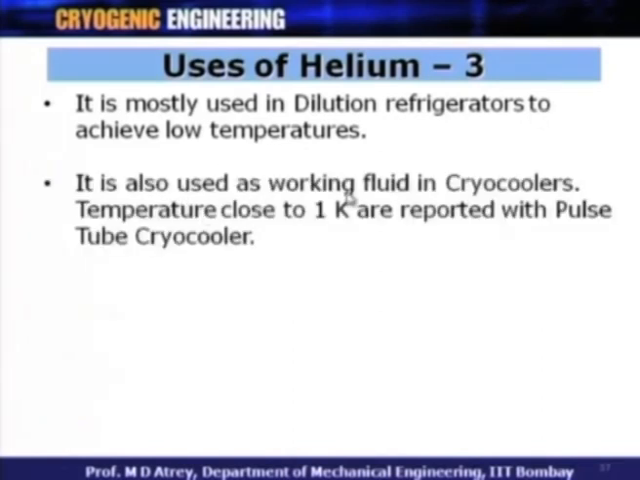It is also used as a working fluid in cryocoolers, and temperatures close to 1 Kelvin are reported with pulse tube cryocoolers. I know at least 2 or 3 papers which have used helium-3 in place of helium-4, and suddenly the temperatures they could reach are very close to 1 Kelvin. Around 1.27 Kelvin has been reached using a 2-stage pulse tube refrigerator, while someone has used a 3-stage pulse tube refrigerator, that is the first attempt we had, and they reached around 1.7 Kelvin using helium-3.